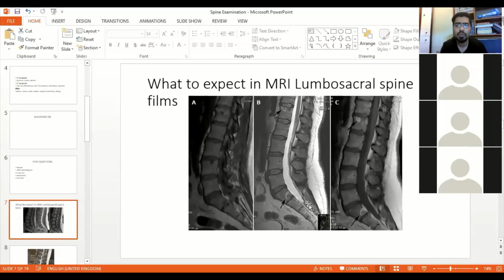Apart from this, what you must know, if there is TB, there will be collection over here. If there is infection, there can be collection over here or posteriorly. If there is disc prolapse, see, this is the disc prolapse, very slight disc prolapse with no compression. So you must be able to diagnose if there is a disc prolapse with compression or without compression. And when describing the vertebral body, divide it into three parts: upper one third, middle one third, and lower one third. So let's go to the next MRI.